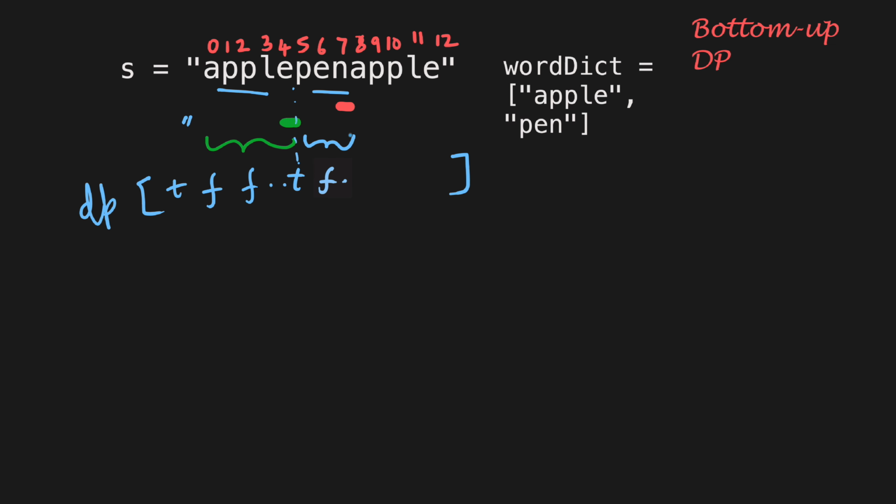And this is the difference from the top-down approach, where we were recursively moving forward to solve the problem for the larger subproblems. In contrast, here we solve smaller subproblems first and build up to the larger problem.